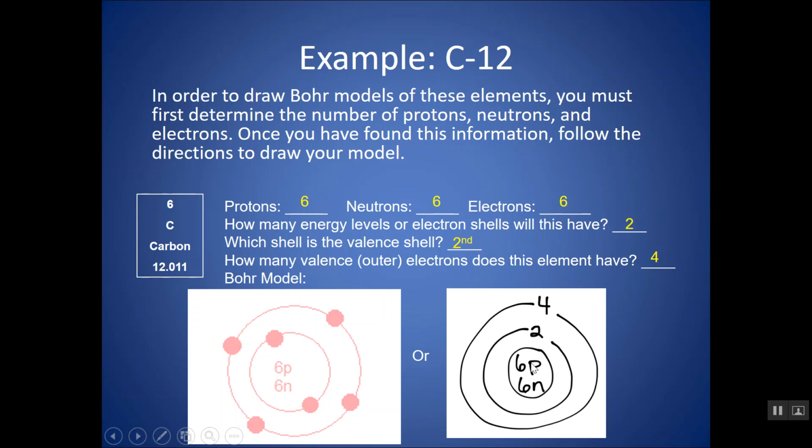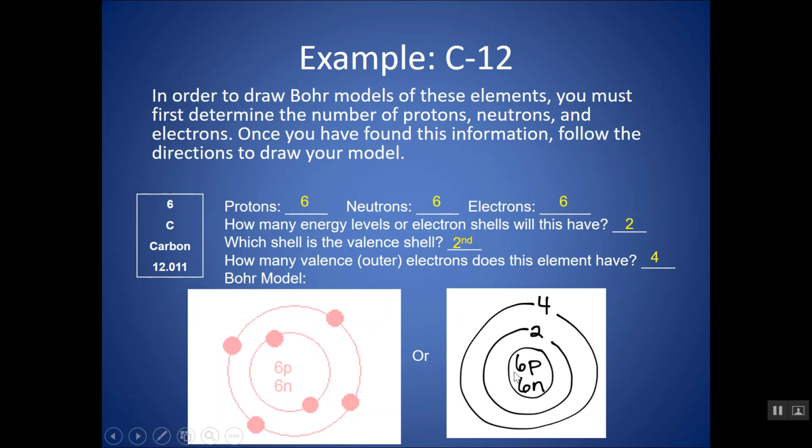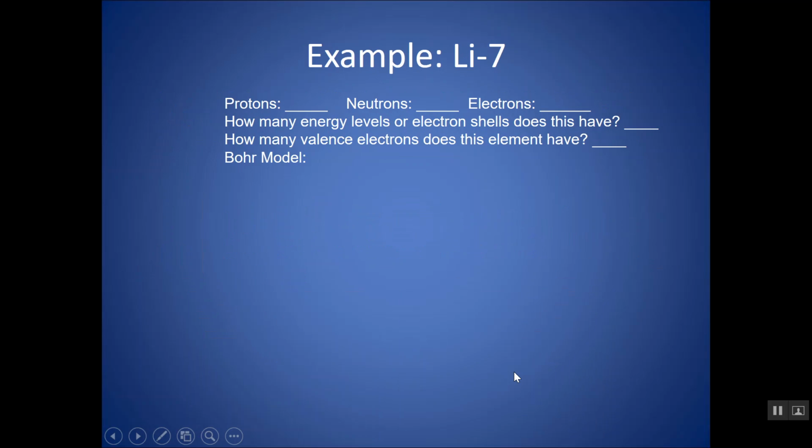Notice in this one I enclosed the protons and neutrons in a nucleus, but you can do it without that too. So take a moment, pause the video, and give this example a shot. I put some guiding questions to help you draw it. Always think about the number of subatomic particles. Li has an atomic number of 3 if I look it up, so there are 3 protons. 7 minus 3 gives me 4 neutrons. And the electrons would be the same as the protons. Since this is an atom, there would be 3.